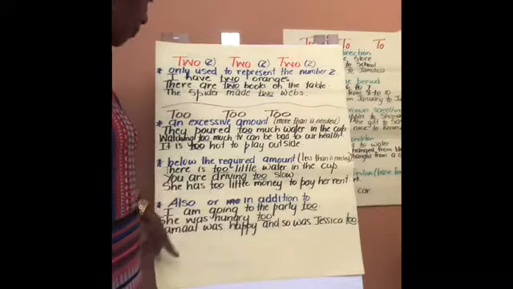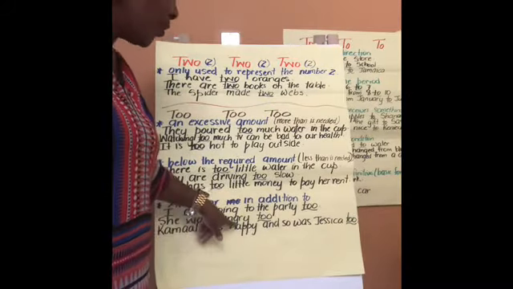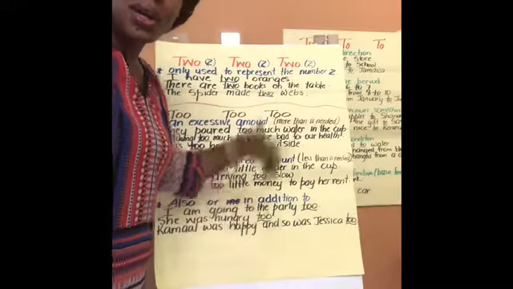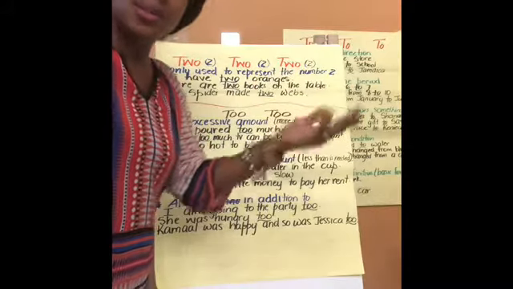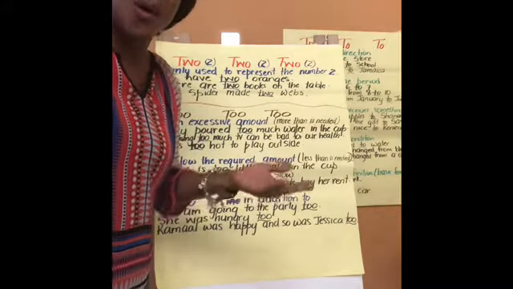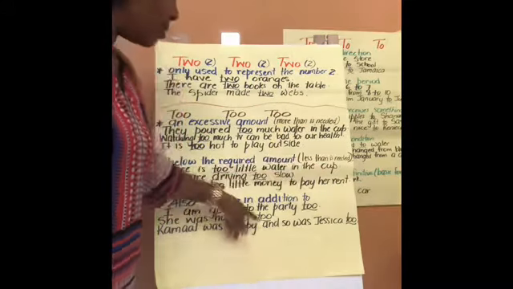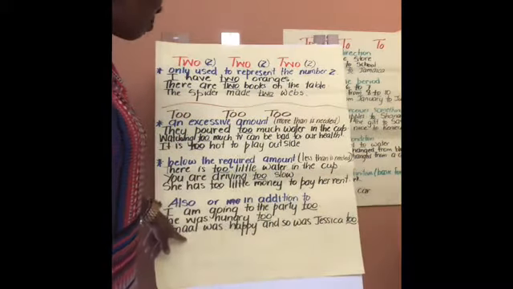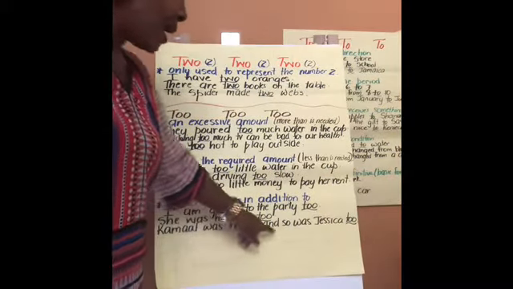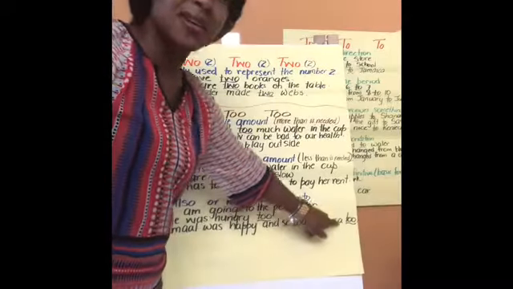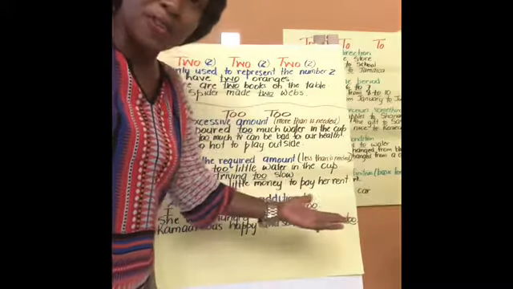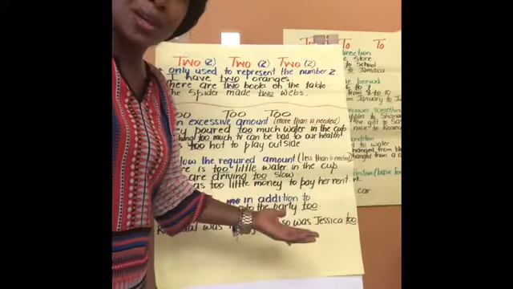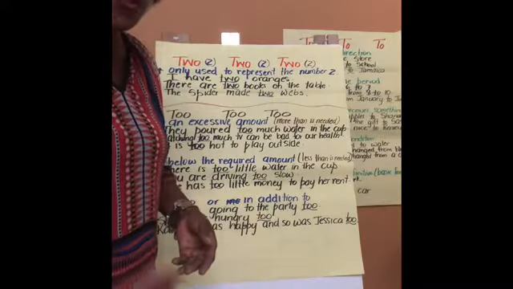She was hungry too. You are hungry, she's also hungry. So she is also hungry. TOO. Kamal was happy and so was Jessica too. Both of them. So Kamal was happy, Jessica was also happy.